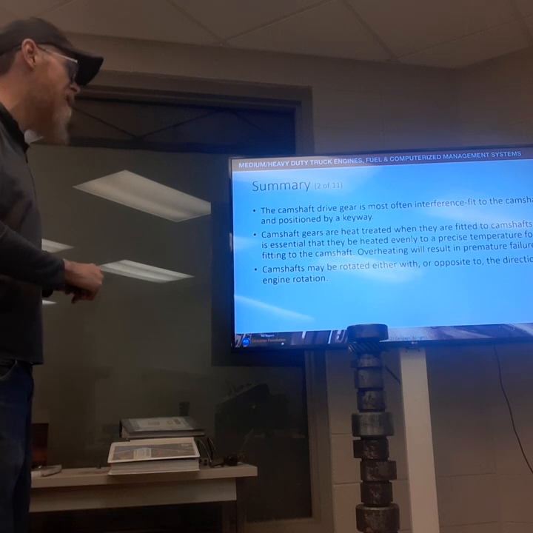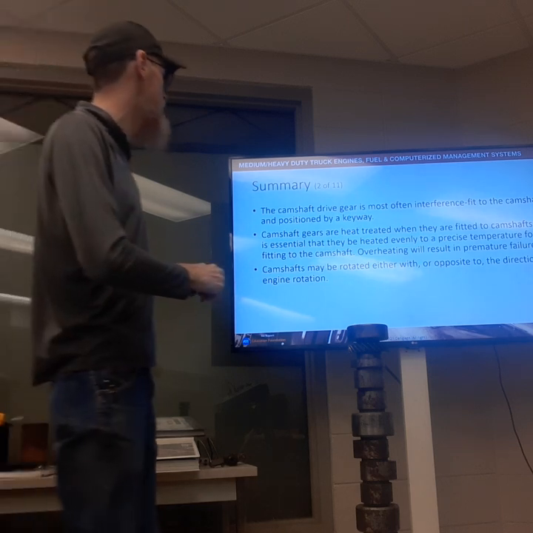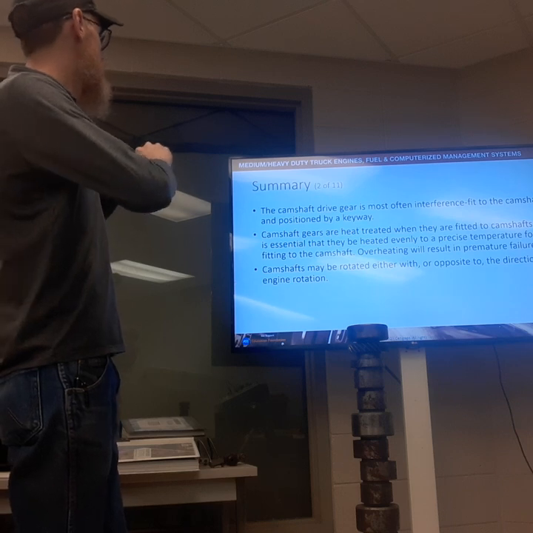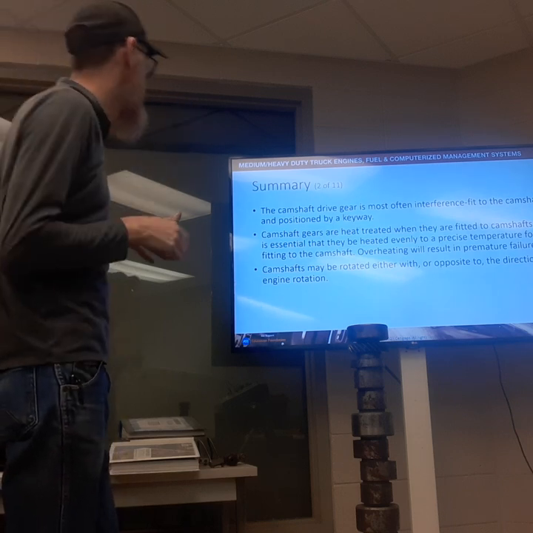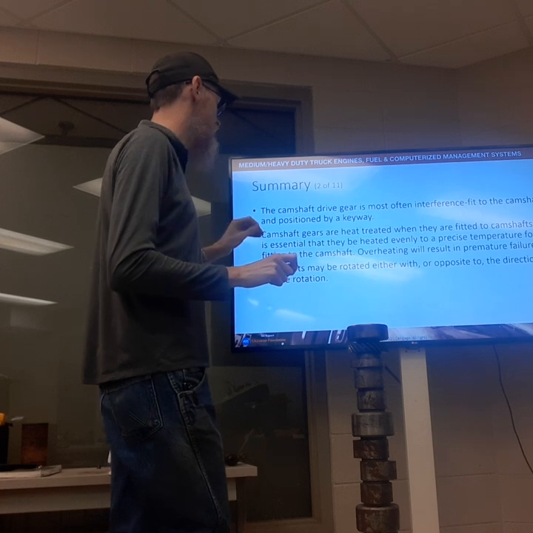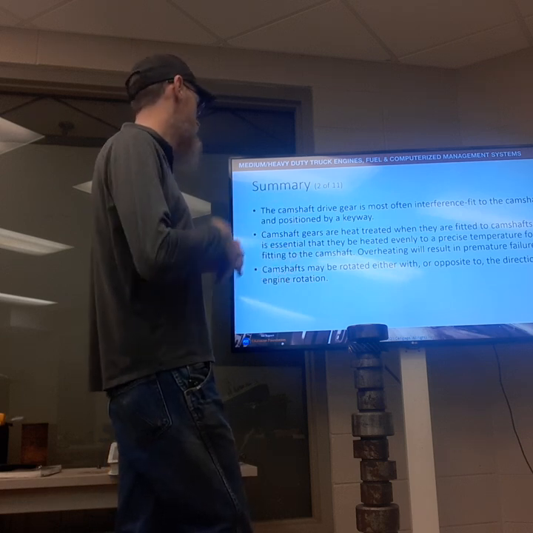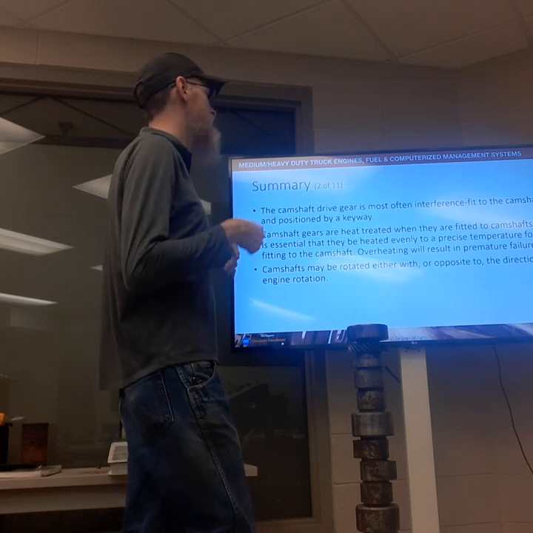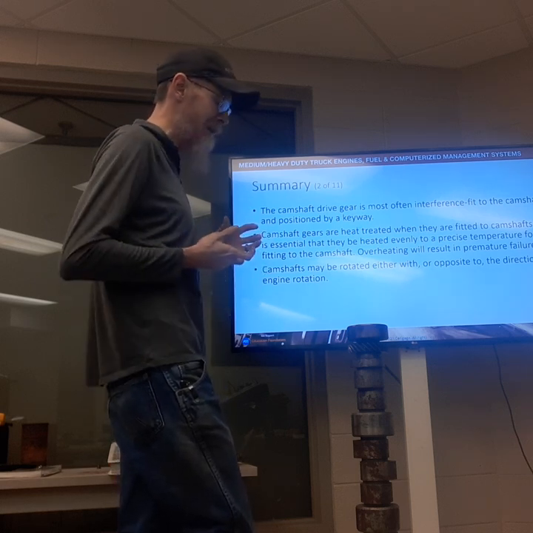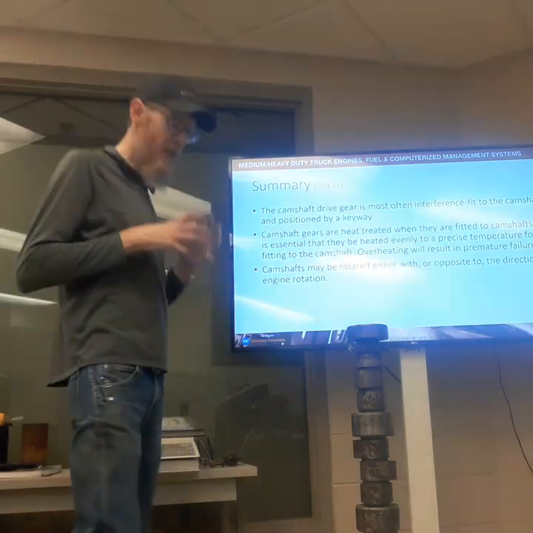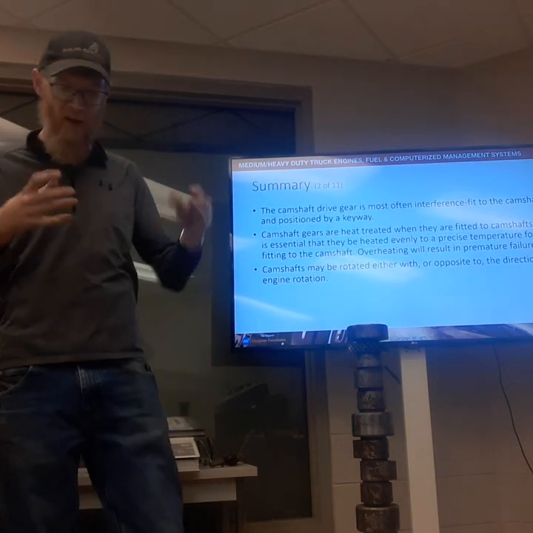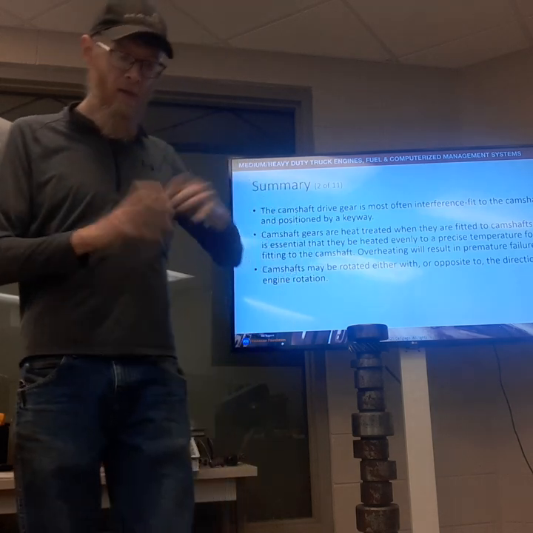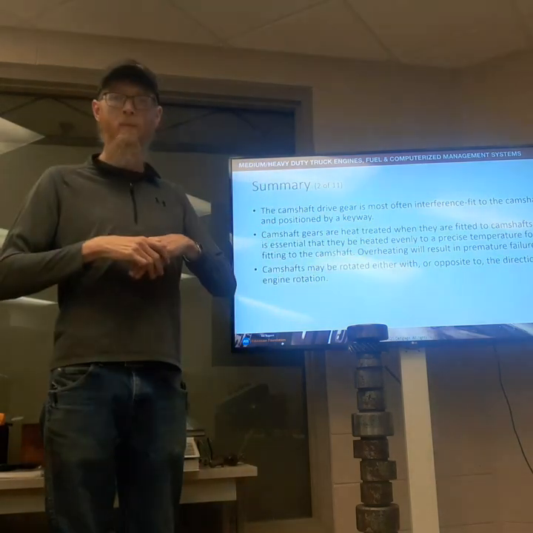Camshaft gears are heat treated when they are fitted to the camshaft. So it is essential that they be heated evenly to a precise temperature for fitting. And that's if it is an interference fit. Sometimes you can heat up that cam gear to get that center hole to expand so that we can put the camshaft in the cam gear and they be clocked properly.